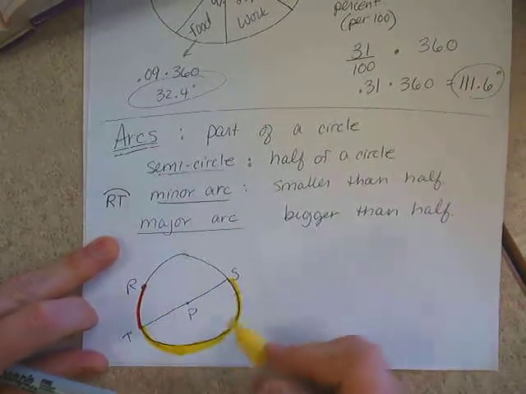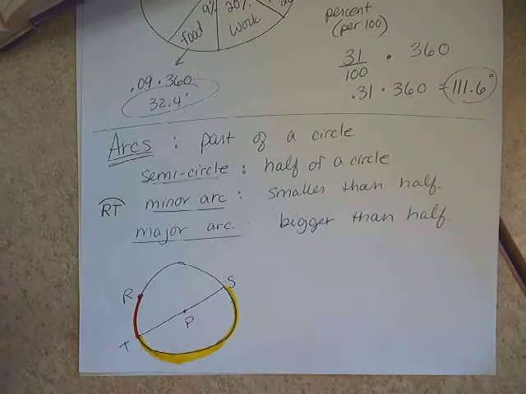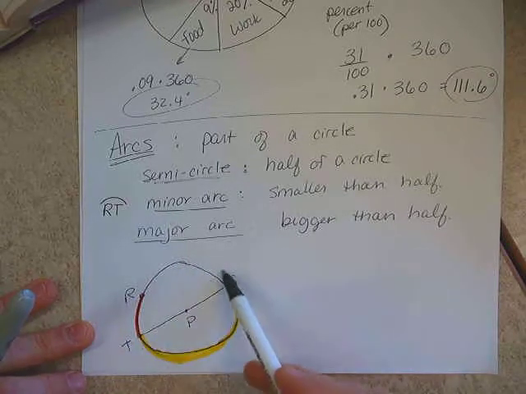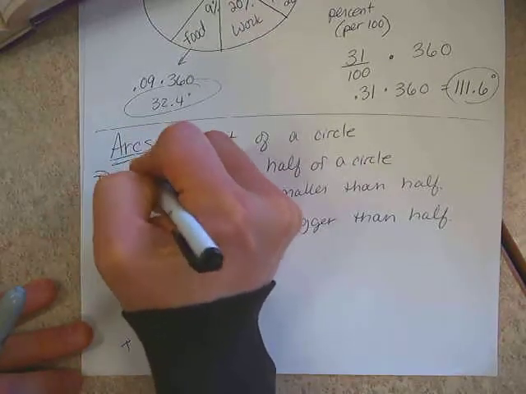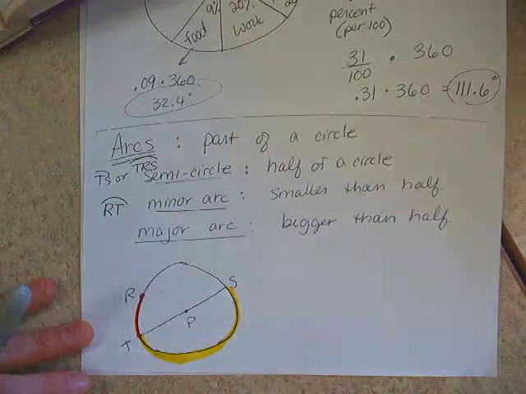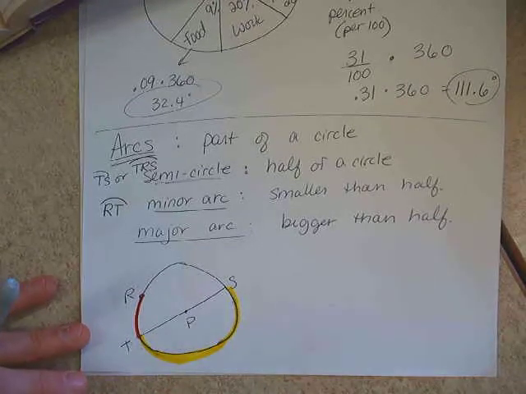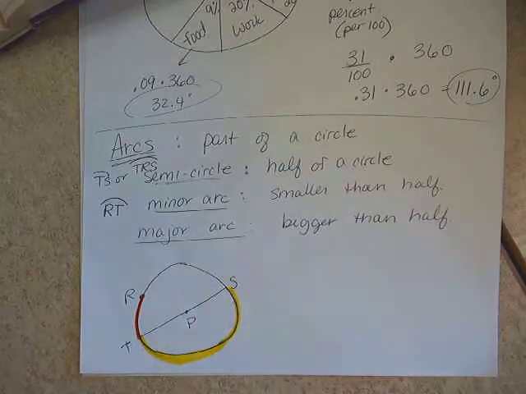Semicircle would be TS, or you could use three letters, TRS. Because it goes either way.